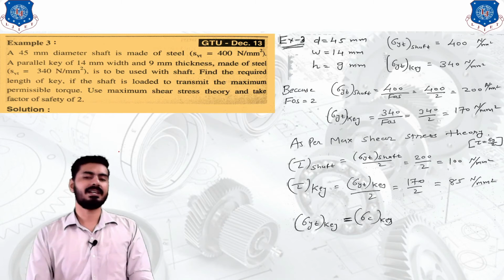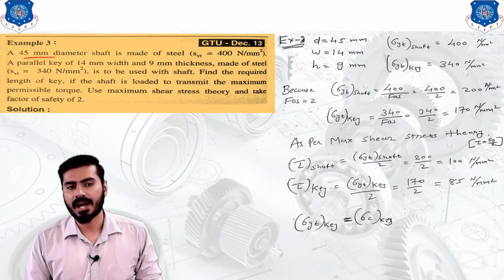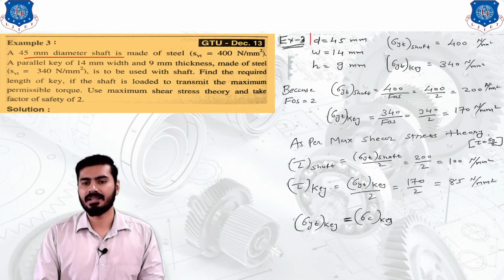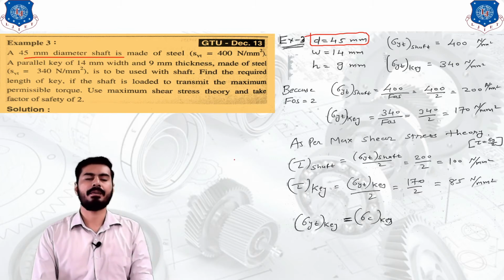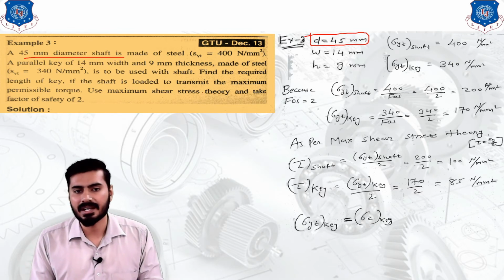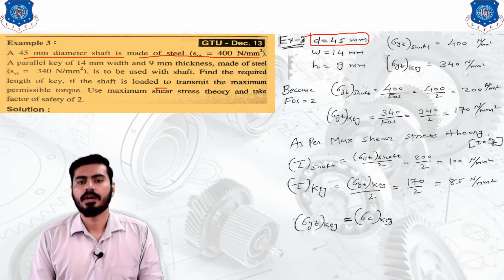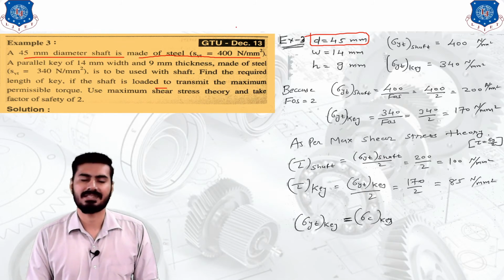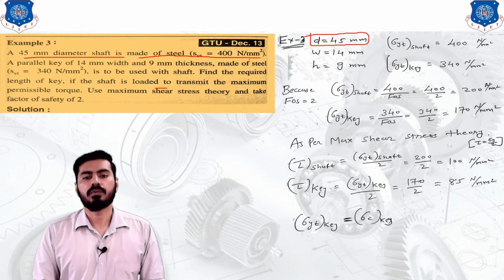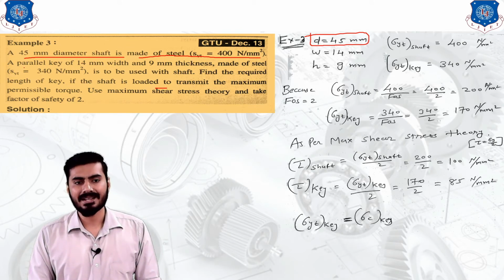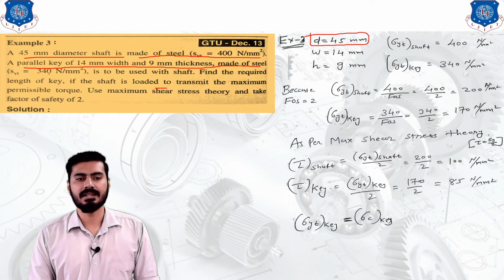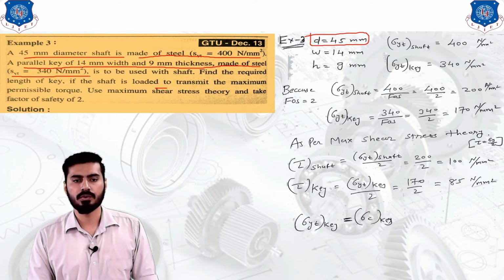The first example contains the given data like this: a 45 mm diameter shaft. The diameter of the shaft, D, is 45 mm, and it is made of steel having SYT equal to 400 Newton per mm square. The SYT, that is the yield point tensile stress, is 400 Newton per mm square. A parallel key of 14 mm width and 9 mm thickness is made of steel having SYT of 340 Newton per mm square.